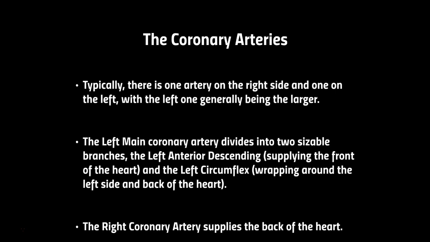Typically, there's one artery on the right side and one on the left, and the left one is generally larger for reasons that we'll understand more soon. The left coronary artery then divides into two sizable branches which supply different parts of the heart, so around the back and down one side of the heart. The right coronary artery supplies the back of the heart.